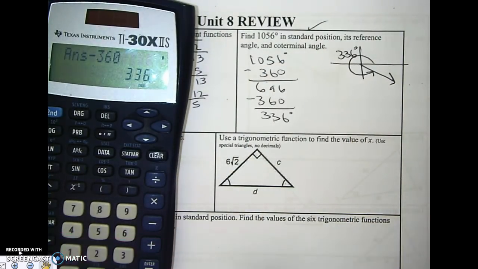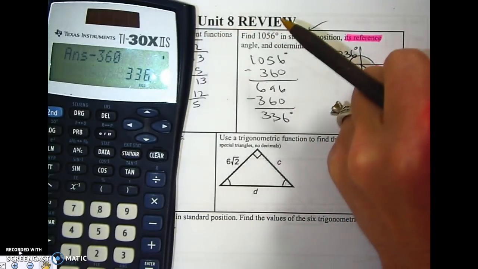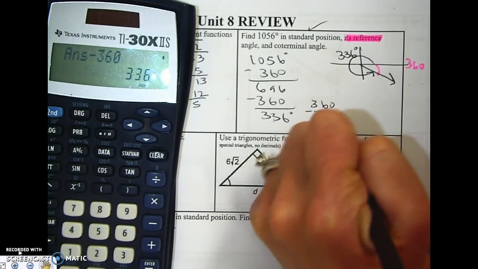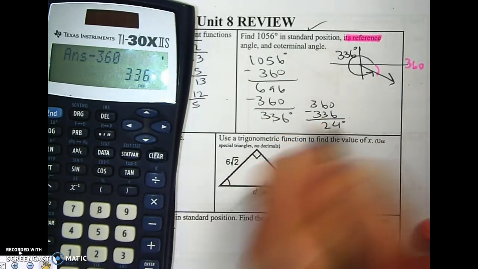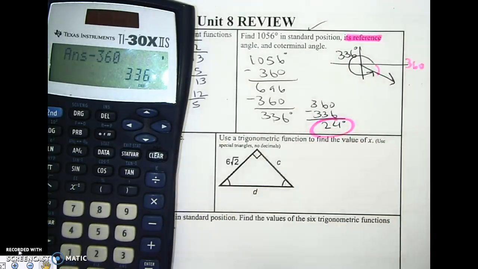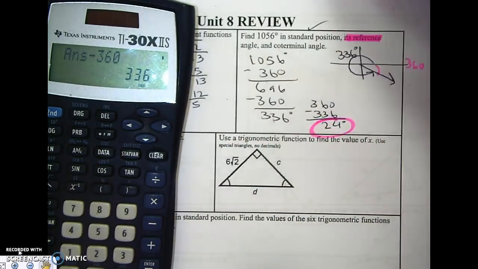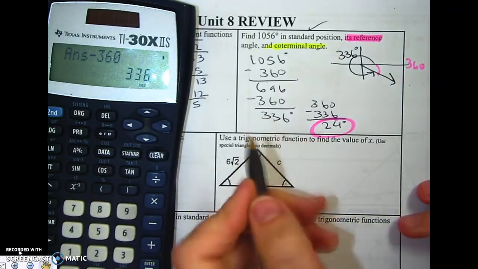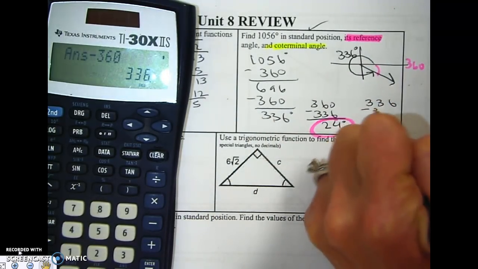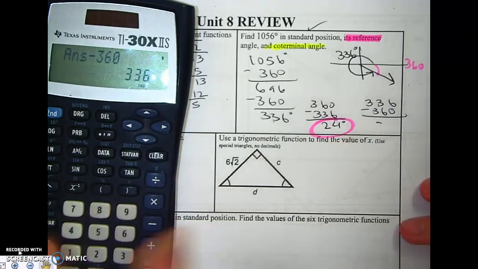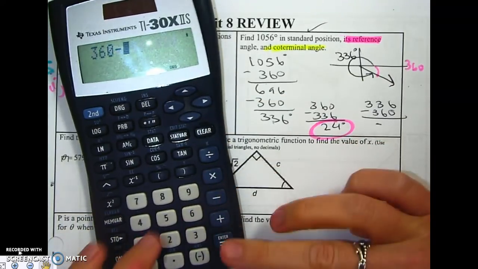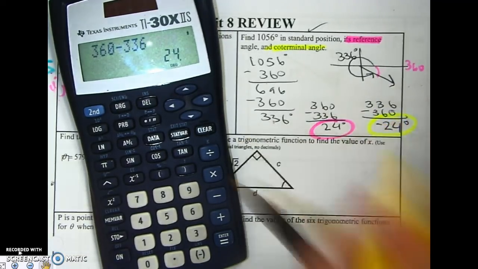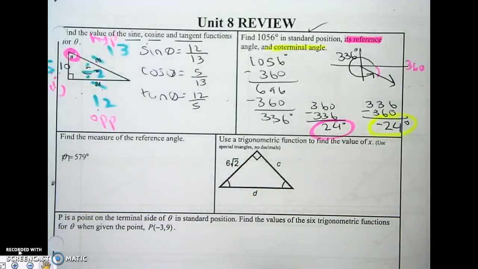Reference angle. To find the reference angle, I'm going to reference that 360. So I'm going to go 360 minus 336, which is 24 degrees. That is my reference angle. Now, to get my coterminal is just the negative of this, which happens to also be the 24 degrees. So I'll just show it. You're going 336 minus 360, which is negative 24. Let me just double check. I'm pretty sure I'm right, but okay. Negative 24 degrees. So there's my coterminal. Okay? Make sure you label.